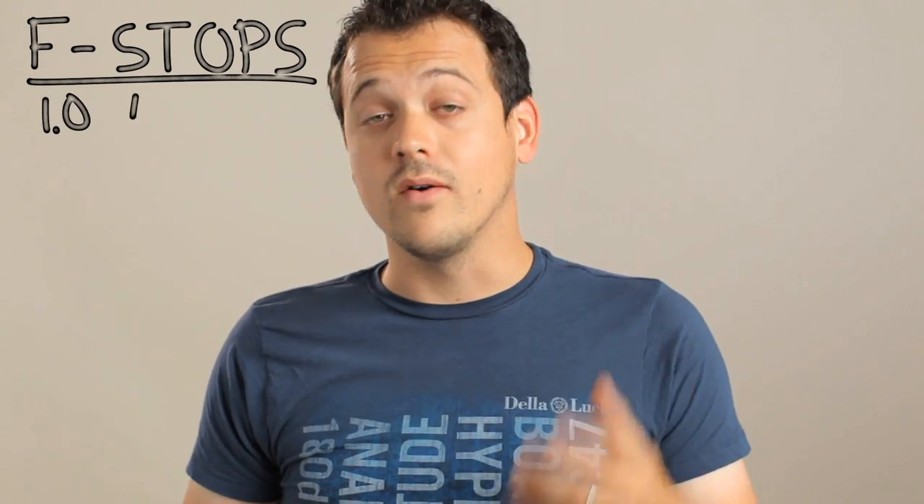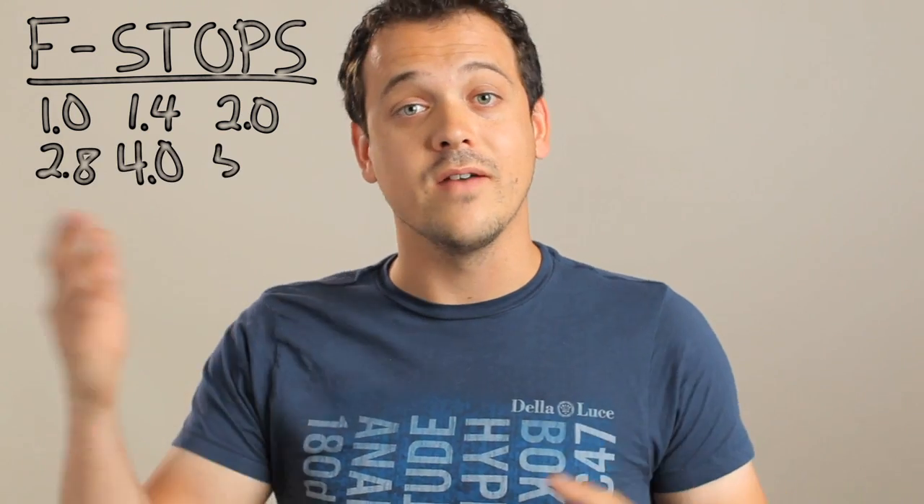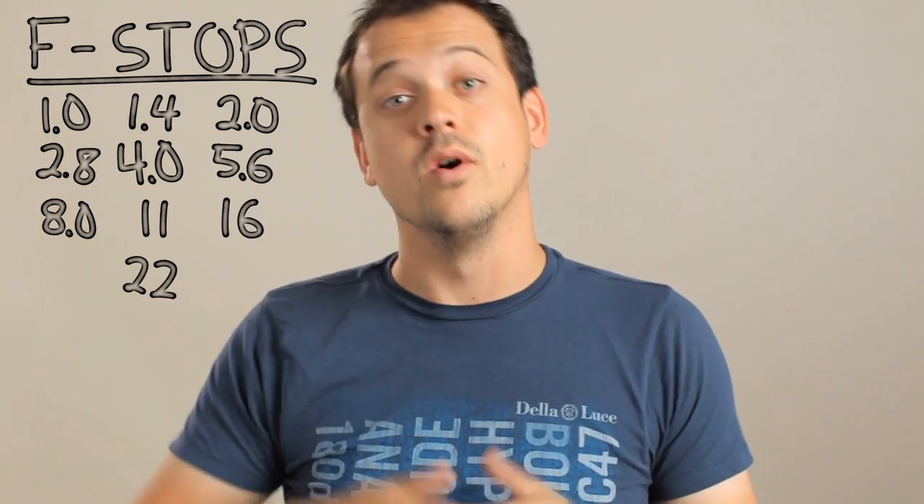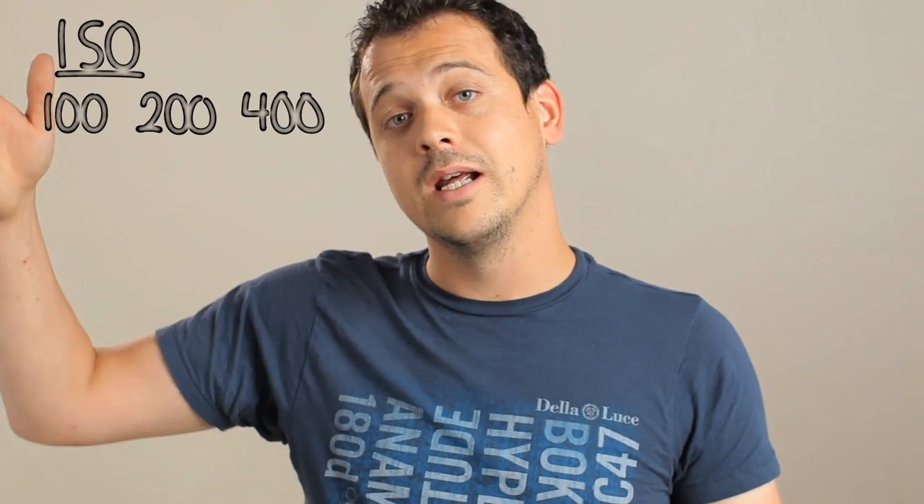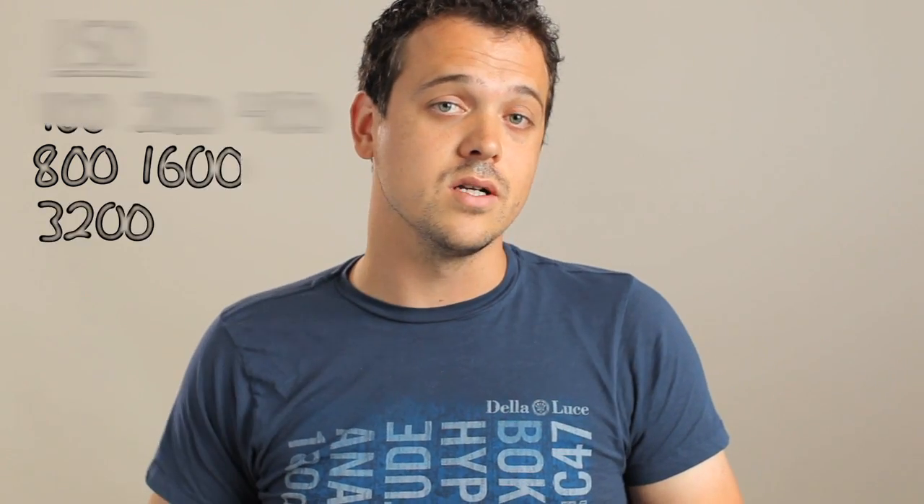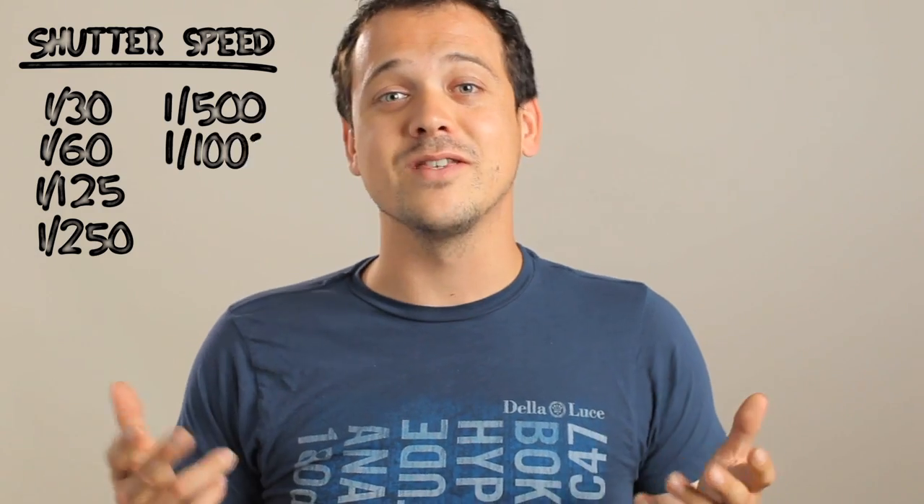Now, we can look at stops of light in our aperture, our ISO, or our shutter speed. The full f-stops are f1, 1.4, 2.0, 2.8, f4, 5.6, f8, f11, f16, f22, and it continues. The stops in ISO and shutter speed are very easy. For ISO, it's 100, 200, 400, 800, 1600, 3200. For shutter speed, it starts at 1/30th, 1/60th, 1/125th, 1/250th, 1/500th, 1/1000th, 1/2000th, 1/4000th, and so on.